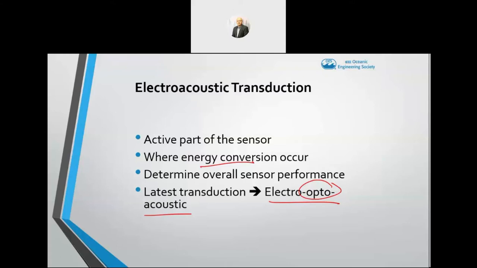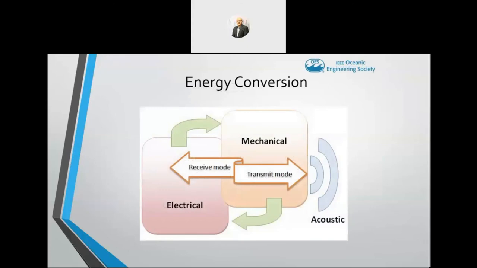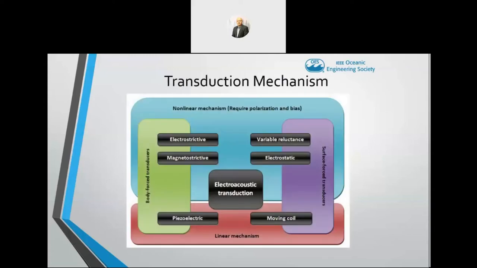For a very specific application such as a short range underwater acoustic modem, they start using an electro-opto-acoustic transduction mechanism. So the energy conversion is between electrical and mechanical. We have two modes of operation for our acoustic transducers. In transmit mode, the energy conversion is from electrical to mechanical, and in receive mode, it is from mechanical to electrical. This is what we call energy conversion, and it only happens inside the transduction mechanism. So we have at least six transduction mechanisms here.